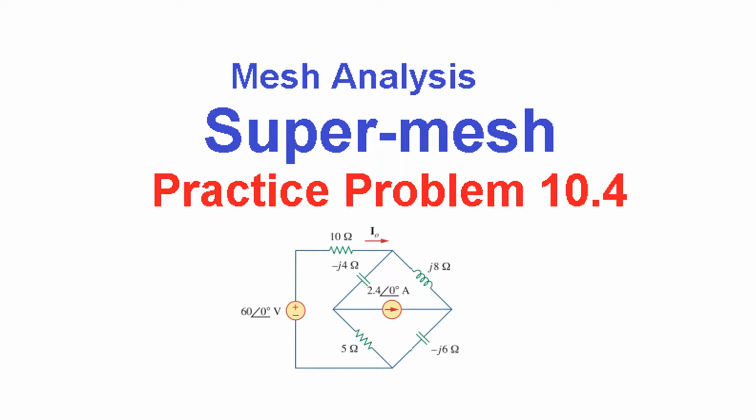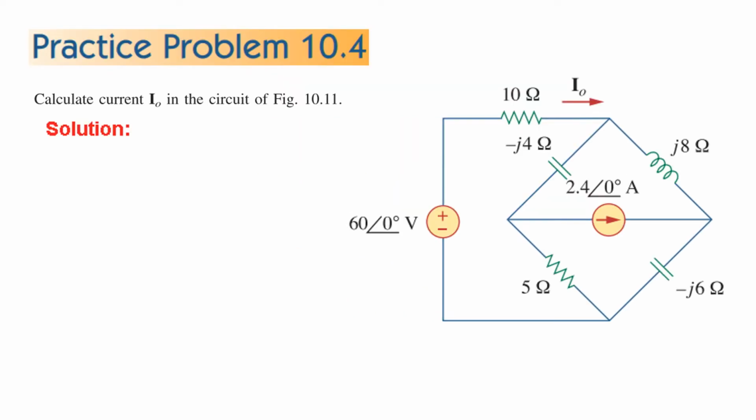So let's see. This is the question. Calculate I0. So this current is I0 in this branch. So we have to calculate this in the circuit figure 10.11. So this is the circuit.